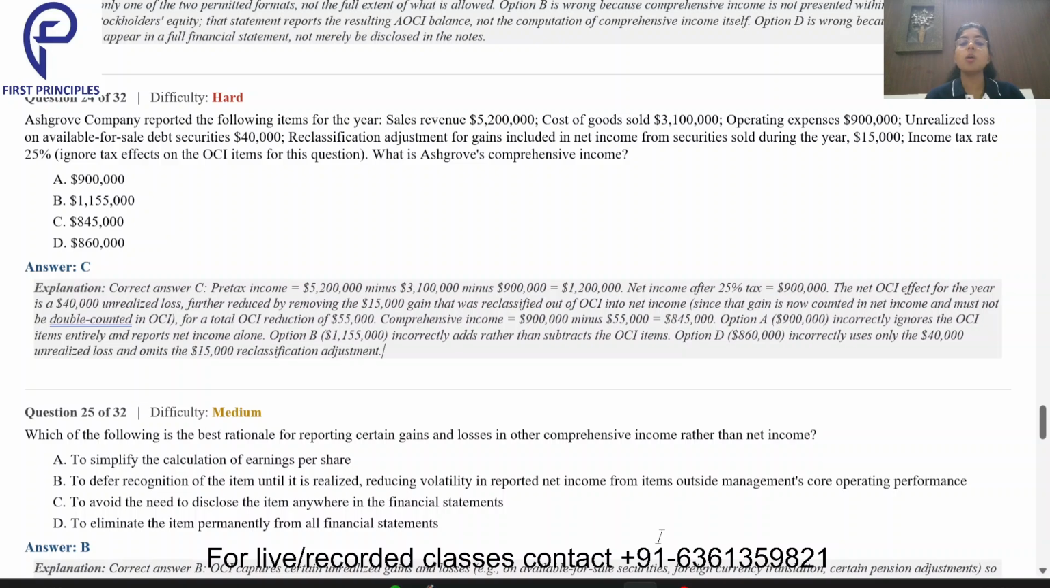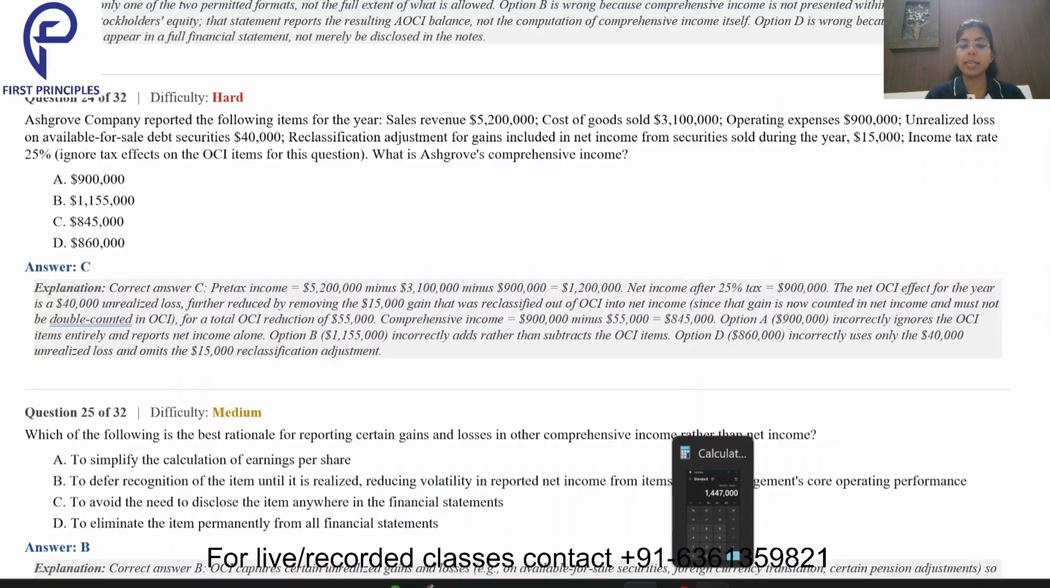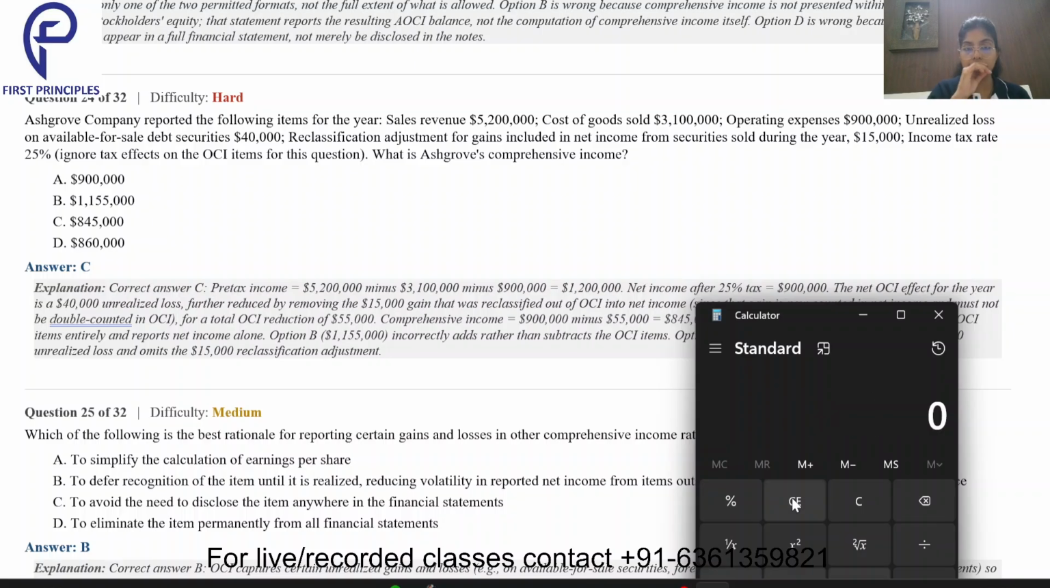So first of all, what is comprehensive income? Comprehensive income is net income plus OCI. First of all, let us see what the net income is. Let me first calculate the net income. I will take the revenue, 5.2 million. From this, I will subtract the cost of goods sold. Then I will subtract the operating expenses as well.